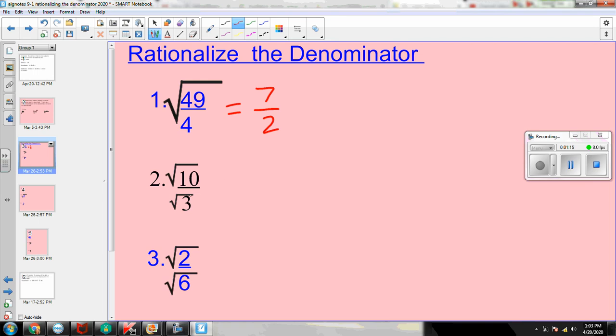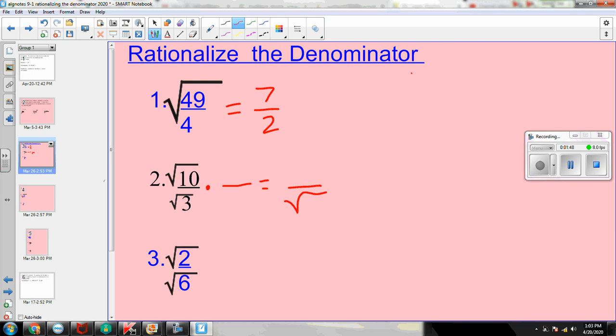Looking at number 2, 3 is not a perfect square number, 10 is not a perfect square number, and this is not simplified because I have a radical in the denominator. So I need to multiply by a fraction that's the same as one whole, such as 7 over 7, 8 over 8, 9 over 9. But I'm trying to get a perfect square number in the denominator so that I could take the square root of that number and not have a radical sign anymore. Like on number 1 when I took the square root of 4 and I got 2.